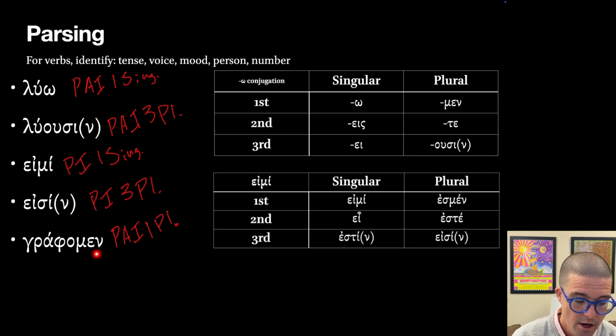And then lastly, graphomen, we've got a present active indicative first person plural. We're using that men suffix with the omicron connecting vowel on it.